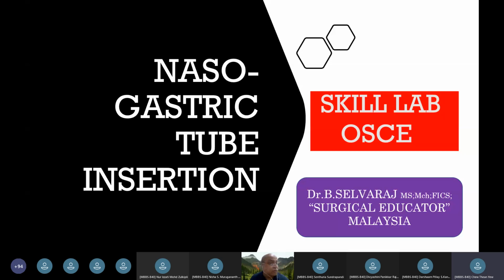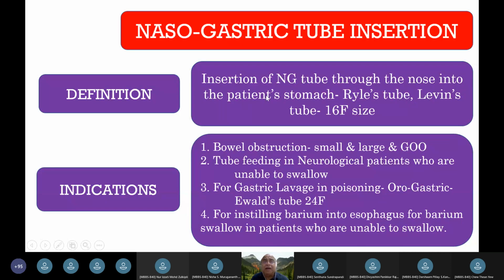Okay, so the first procedure is nasogastric tube insertion. This is one of the important skill lab things which can come for your OSCE exam. I will just rush through these things, and the most important thing is the various sequential steps. You can take a screenshot, keep it just before the exam, and rush through it. But in the OSCE, we won't ask you the indications, contraindications and all. What is the definition? Actually, what is this nasogastric tube insertion?